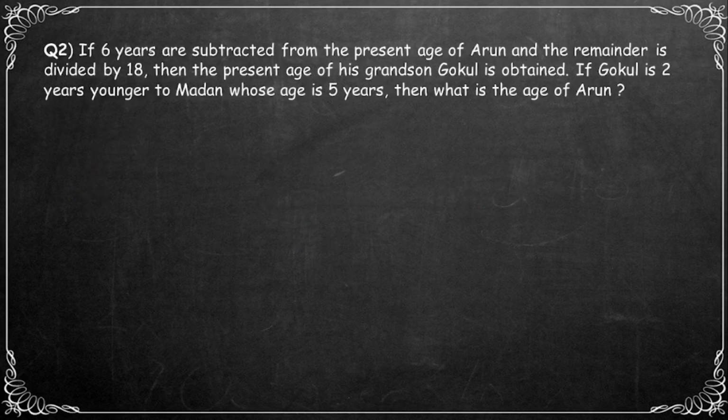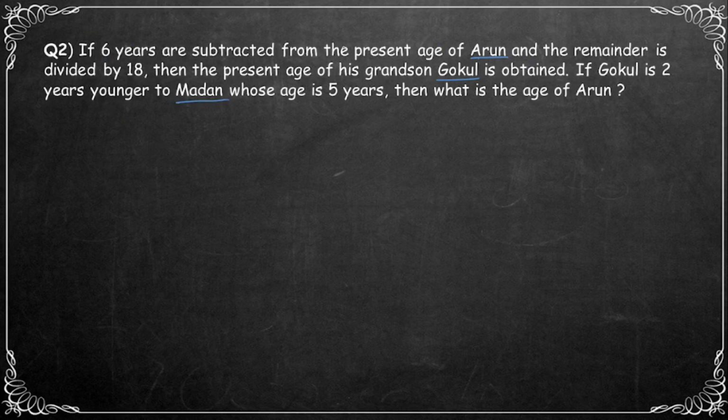Question 2. If 6 years are subtracted from the present age of Arun and the remainder is divided by 18, then the present age of his grandson Gokul is obtained. If Gokul is 2 years younger than Madan, whose age is 5 years, then what is the age of Arun? So there are 3 fellows: Arun, Gokul, Madan. So if you want to convert this first sentence into equations, it is like this.